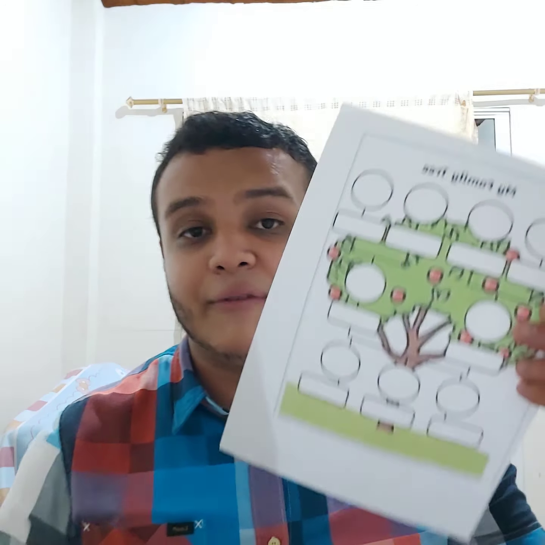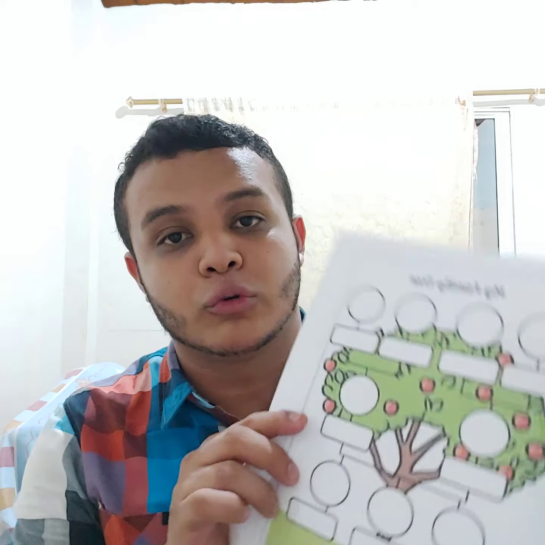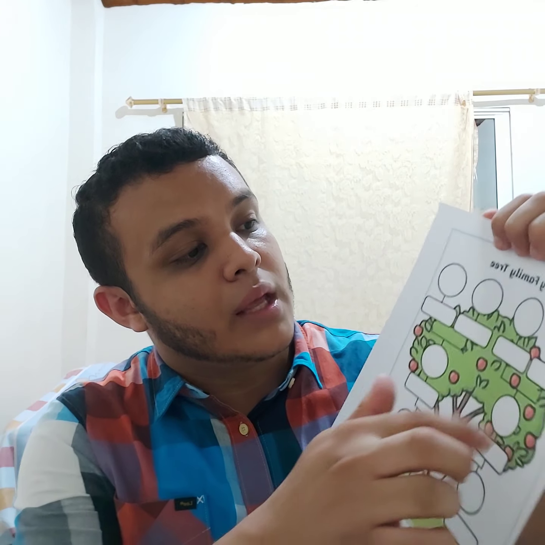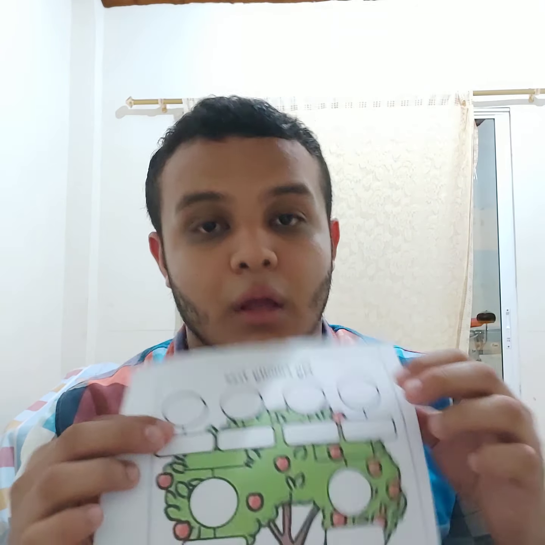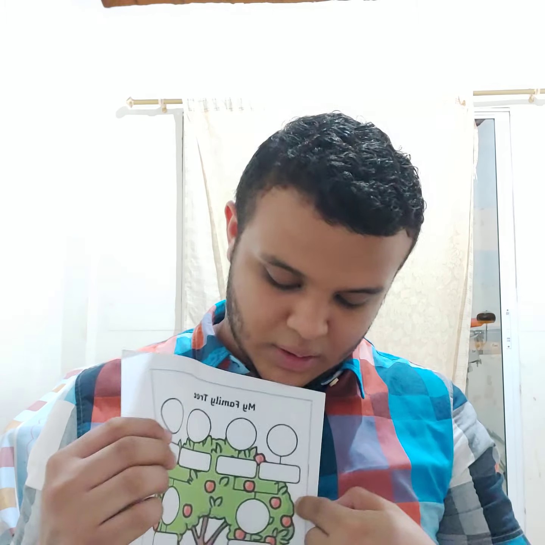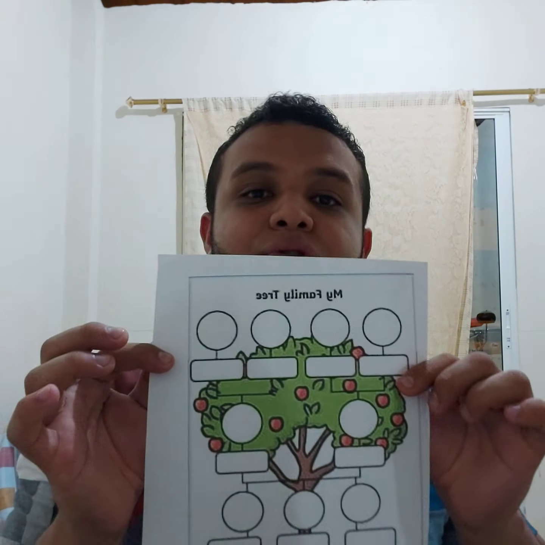So let's start. The first thing we're going to get from students are some photographs of the relatives. So we're going to use this worksheet, which is a family tree, and we're going to put the photos with glue in every circle, right?